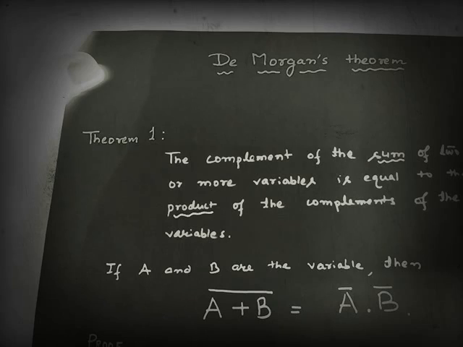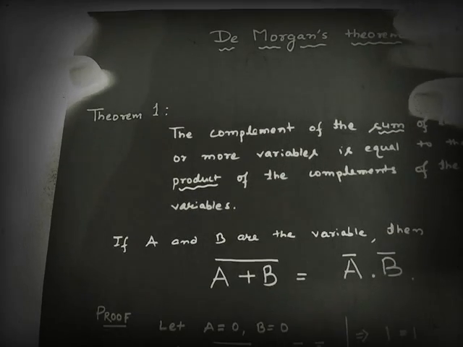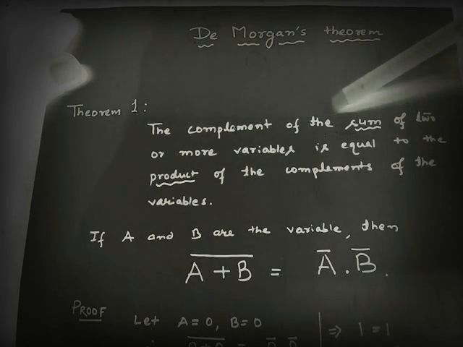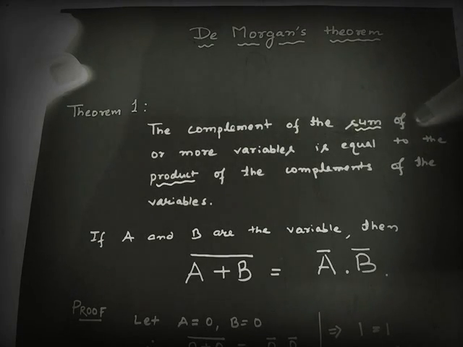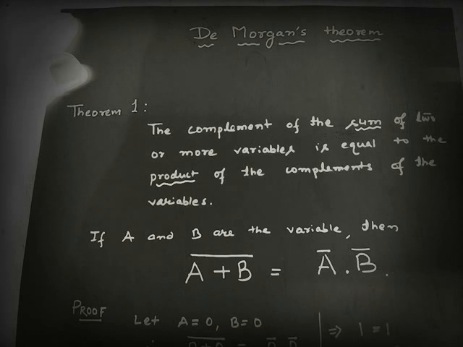De Morgan's theorem consists of actually two theorems, theorem 1 and theorem 2. Theorem 1 says the complement of the sum of two or more variables is equal to the product of the complements of the variables. What is complement? Complement means if the variable is 1, then its complement will be 0. That is, it will be opposite. And if the variable is 0, its complement will be 1.